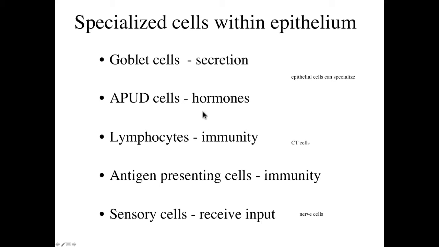Now, you may have lymphocytes that are a specialized connective tissue type of cell that can infiltrate an epithelium. You can have an antigen-presenting cell that can infiltrate an epithelium. These cells function in immune activities of the body. You can have sensory epithelial cells like nerve cells that are involved with epithelium. These cells receive input in the body.